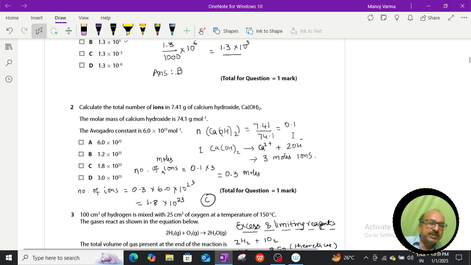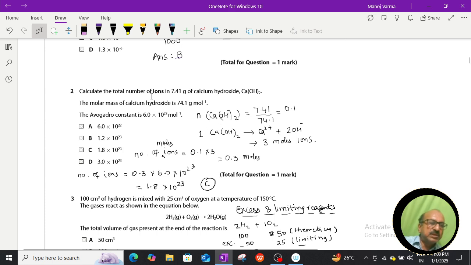In the next question it says: calculate the total number of ions in 7.4 gram of calcium hydroxide. The molar mass of calcium hydroxide is 74.1 gram per mole. The Avogadro constant is 6 into 10 raised to 23 per mole. Okay, so we have to find the number of ions, right? So the first step would be to find the number of moles, which we can easily do. 7.41 gram is the mass divided by the molar mass, 74.1, so we get the number of moles, which is 0.1, but we have to find the number of ions.